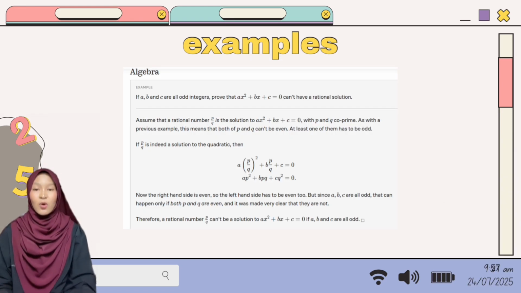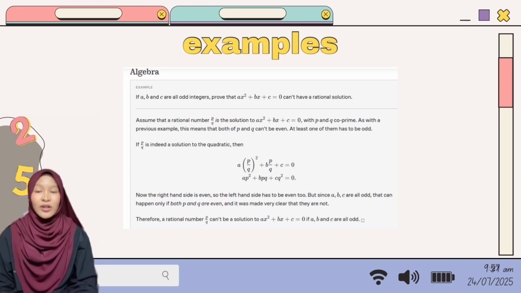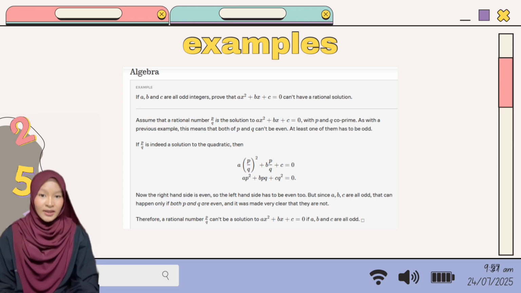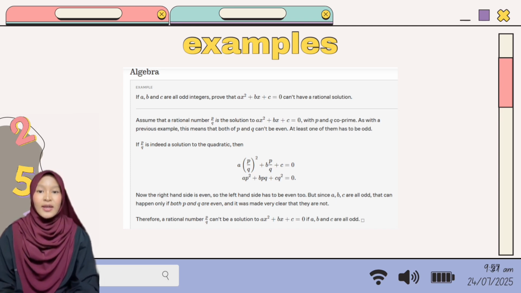We are given the quadratic equation ax squared plus bx plus c equal to 0, where a, b, and c are all odd integers. The goal is to prove that this equation cannot have a rational solution. To apply the contradiction method, we begin by assuming the opposite. Suppose there is a rational solution, say P over Q, where P and Q are co-prime integers, and at least one of them is odd.